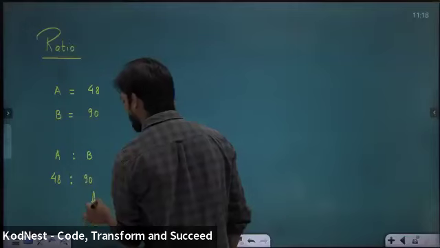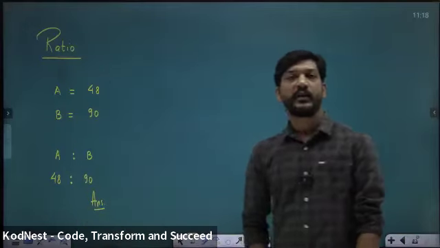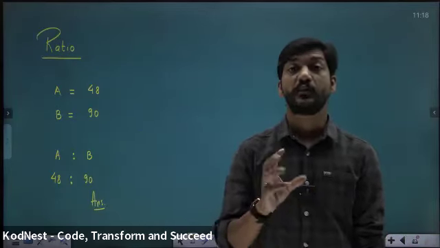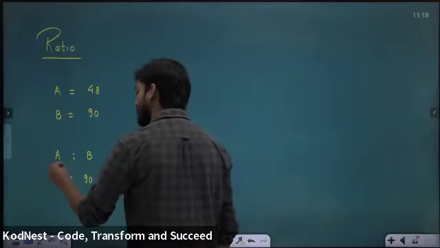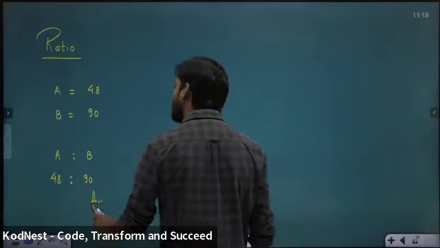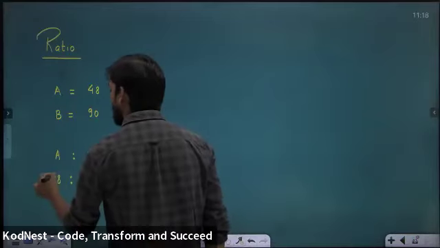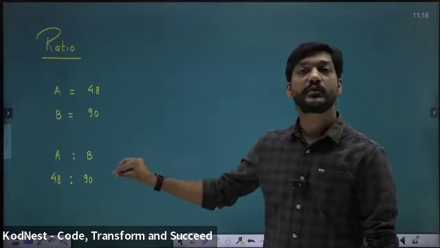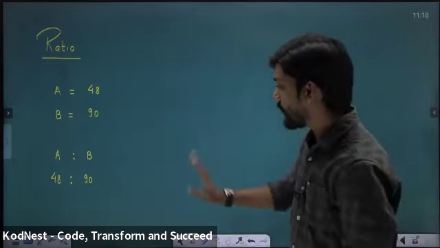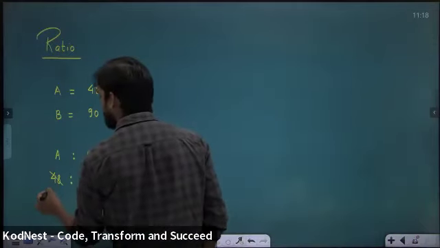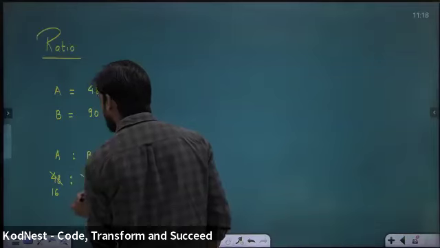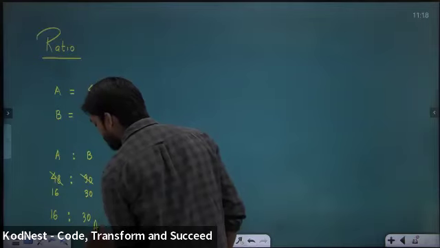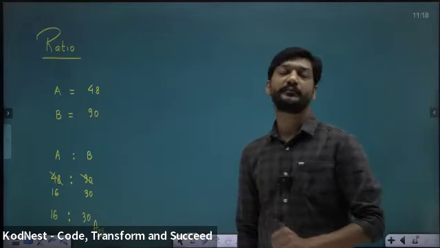But you will not say this is the final answer. It is not wrong. You can say 48 ratio 90. But normally the standard professionalism is you don't say the final answer this way. You should always cancel the common factor, and a ratio you have to always tell in terms of integers. Yes, these are integers, but there is a common factor also. So 3 into 16, 3 into 30. So 16 ratio 30, this is how you should tell.